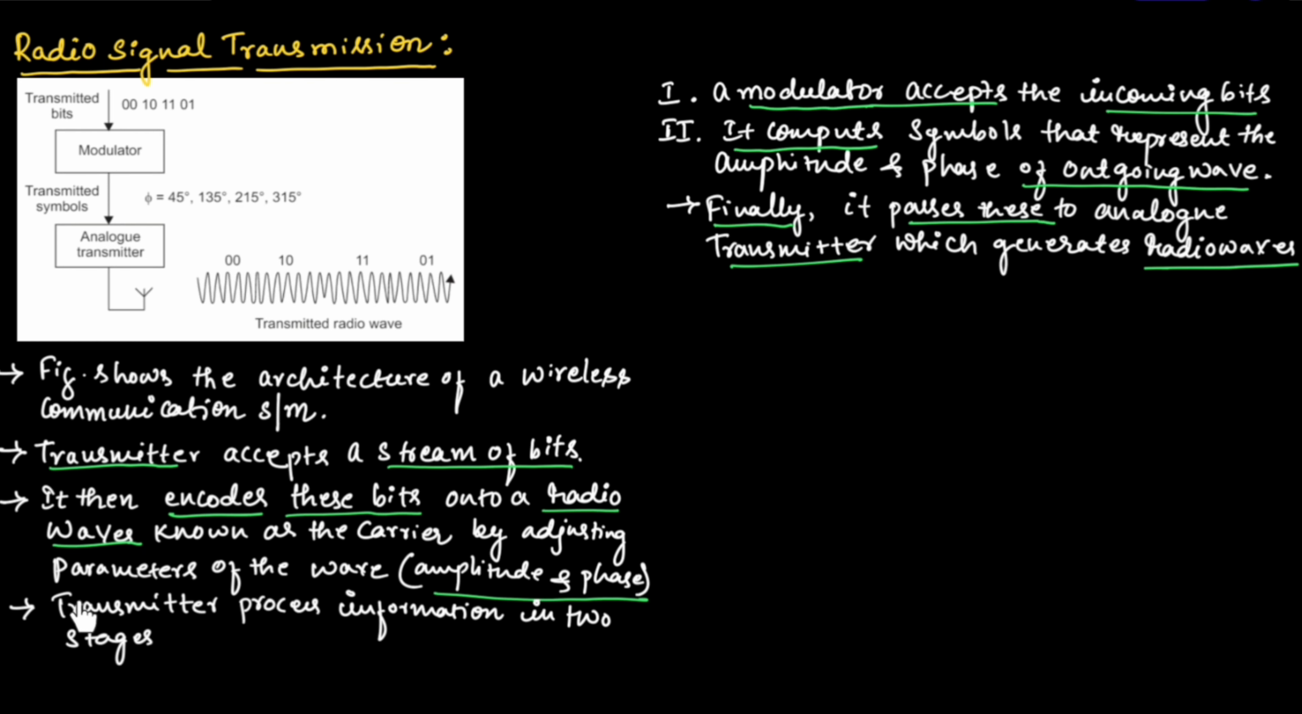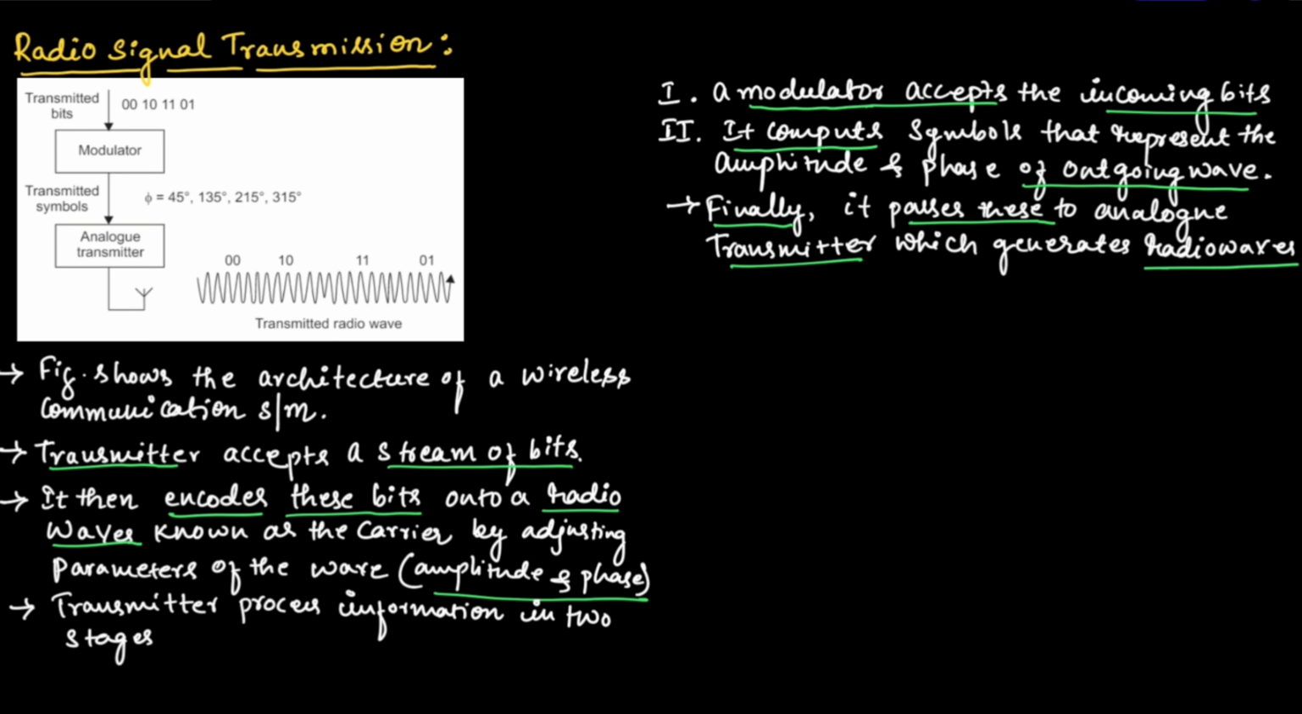So here the transmitter processes the information in two stages. In the first stage, the modulator accepts the incoming bits, as you can see in this diagram. Then the modulator will compute these incoming bits into what we call symbols.